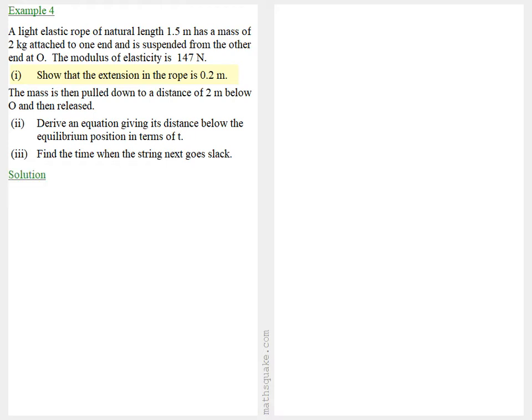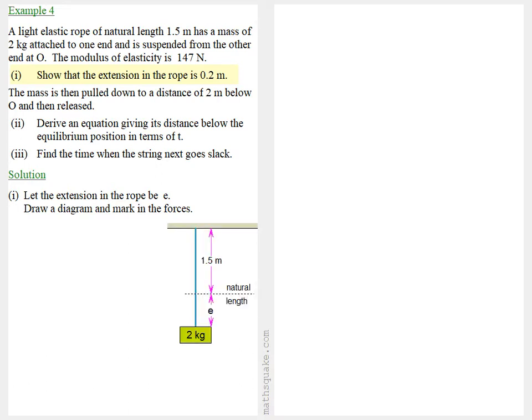Well, to solve this, let the extension in the rope be e. Now we need to draw a diagram and mark in the forces. There is the weight of the object, 2g, which is acting vertically down. There's also a tension in the rope T, which is acting vertically up. So if we resolve vertically, we have T is equal to 2g, which means T is equal to 2 times 9.8, or 19.6 newtons.